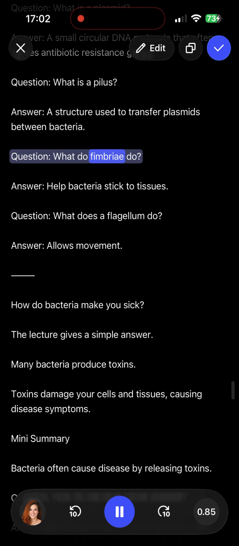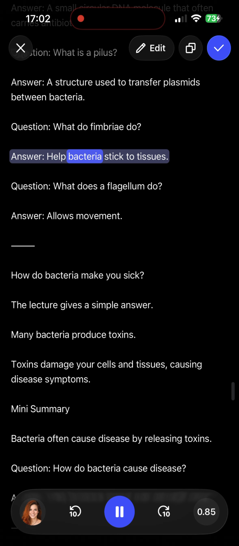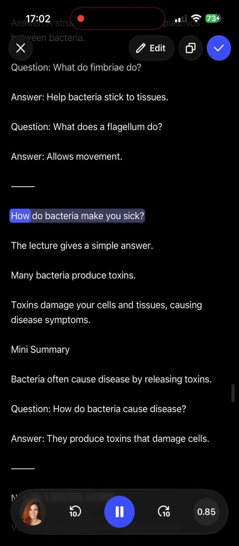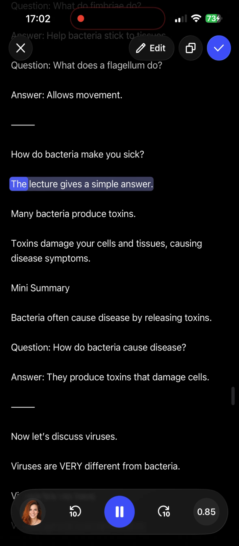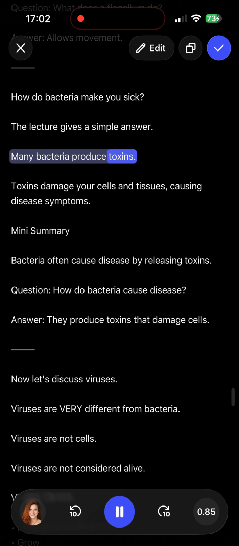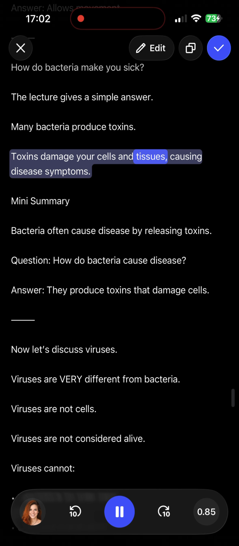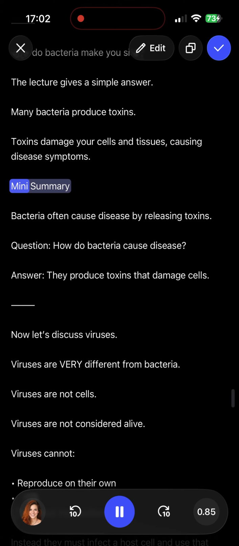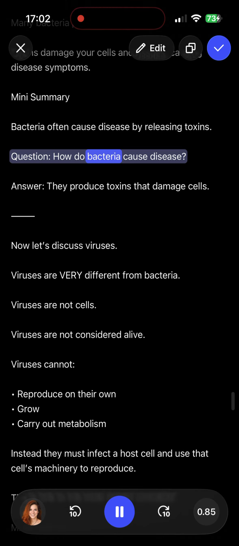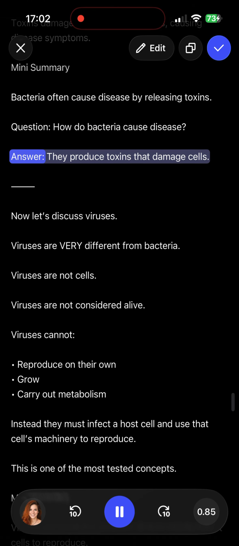Question: what do fimbriae do? Answer: help bacteria stick to tissues. Question: what does a flagellum do? Answer: allows movement. How do bacteria make you sick? The lecture gives a simple answer. Many bacteria produce toxins. Toxins damage your cells and tissues, causing disease symptoms. Mini summary. Bacteria often cause disease by releasing toxins. Question: how do bacteria cause disease? Answer: they produce toxins that damage cells.